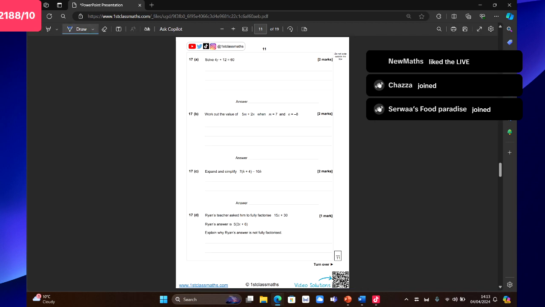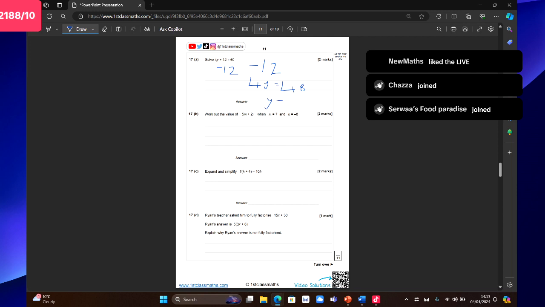Classic questions. I'm going to subtract 12 on both sides and then divide by 4. We're going to get 4y is equal to 48. Dividing both sides by 4, we're going to get that y is equal to 12.